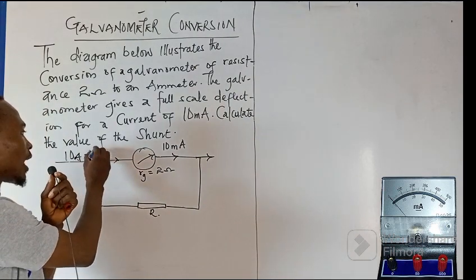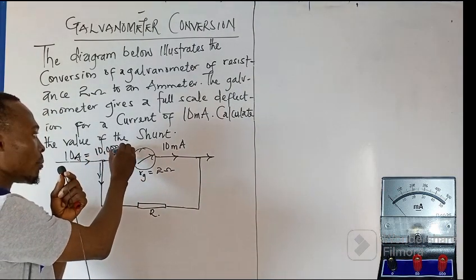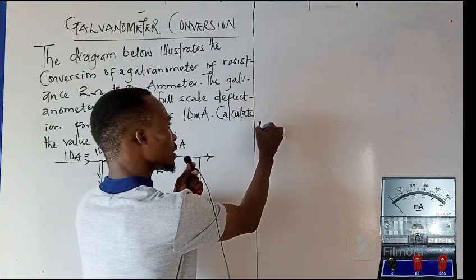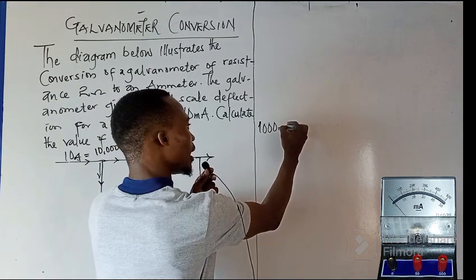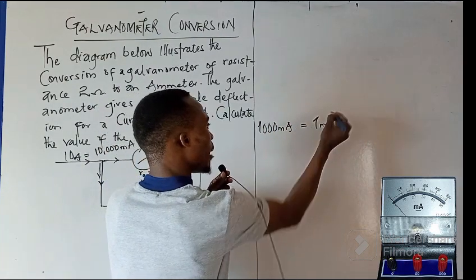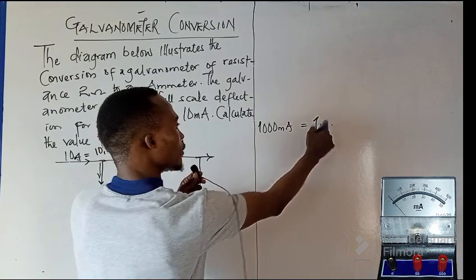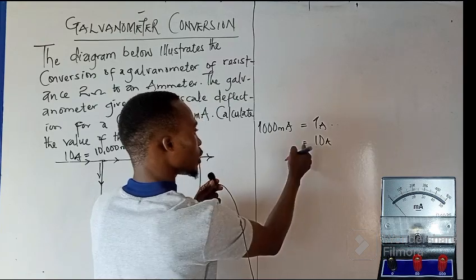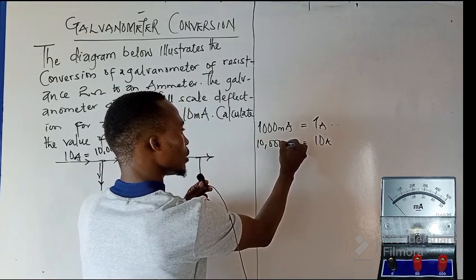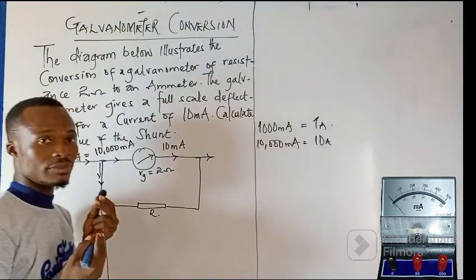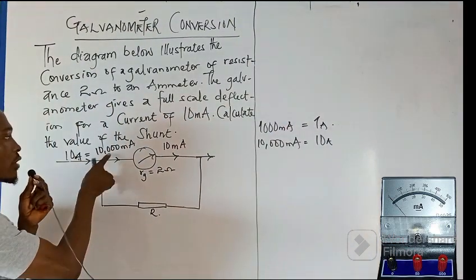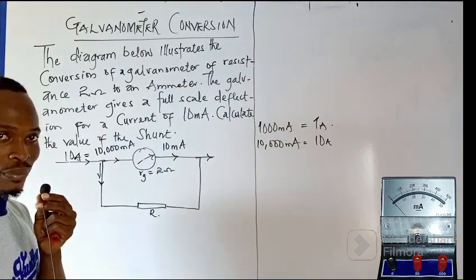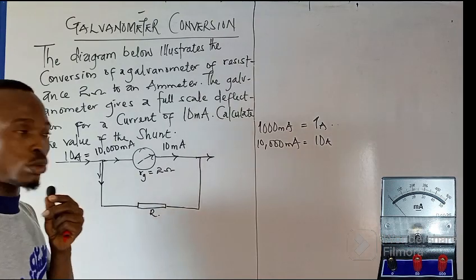This 10 ampere is equivalent to 10,000 milliampere, because 1,000 milliampere is equal to 1 ampere. So 10,000 milliampere is coming in. Out of this 10,000, this galvanometer can only measure 10, which means it's too much for the galvanometer to measure.